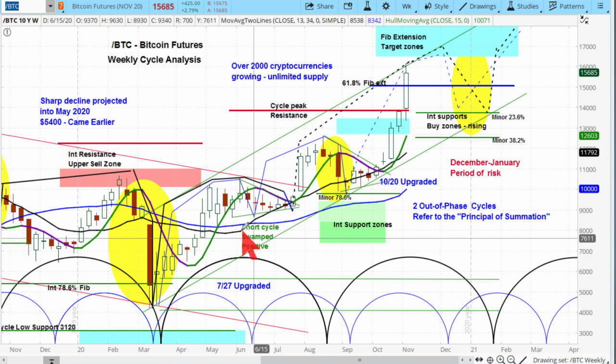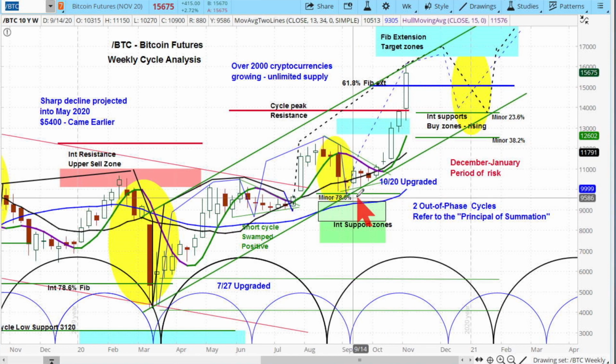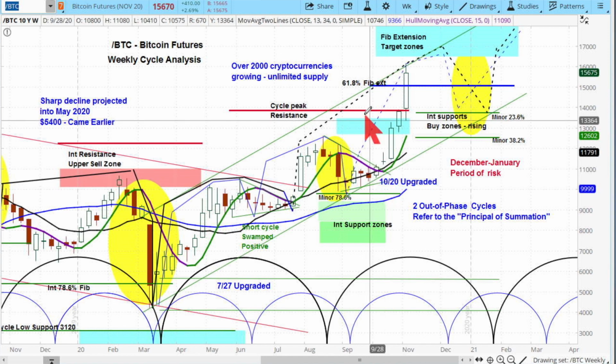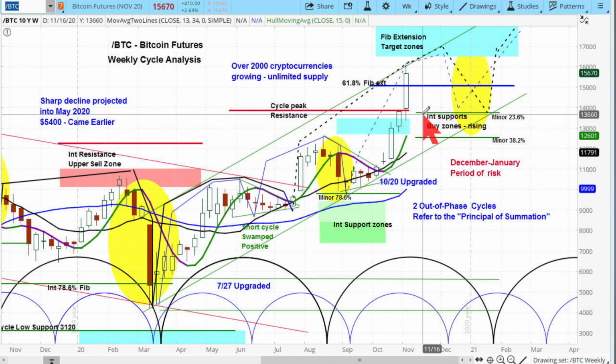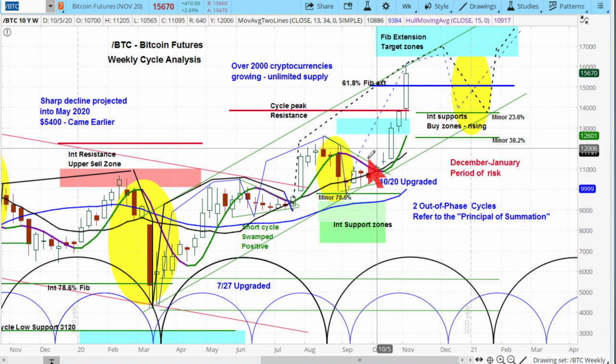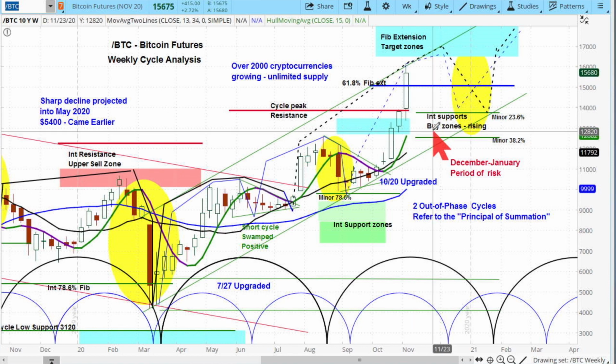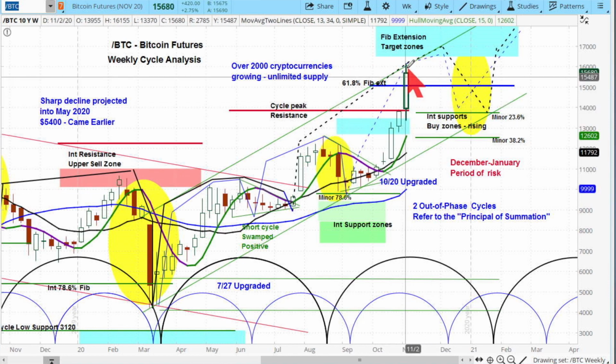It did the same thing here that it did right over here, and then exploded to the upside. You can see that upward channel. It actually moved through all of the targets that we had, and this buy zone right over here is in place because of the fib supports between this low and this high. So that's right over here.